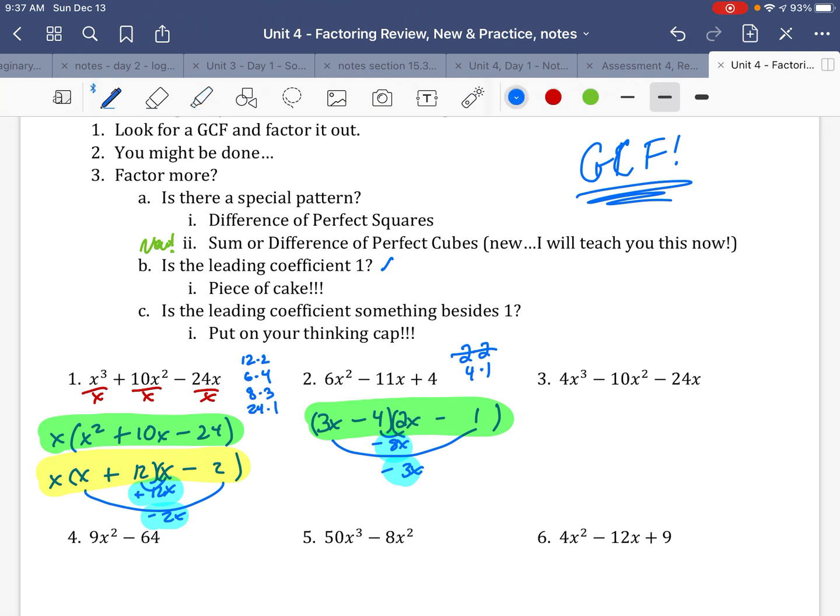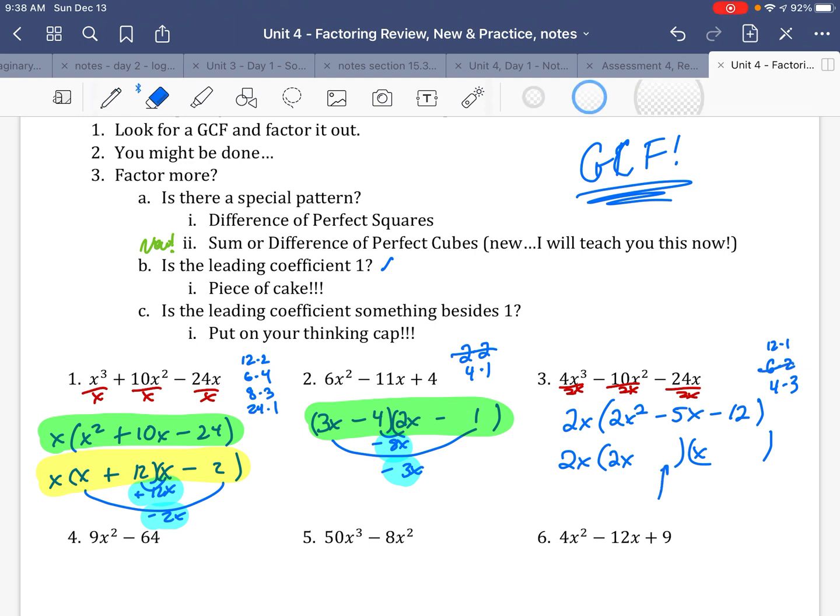All right, over here, 4x to the third, 10, 24, they have a GCF of 2 and x. Divide it out, which leaves me with 2x squared minus 5x minus 12. So remember, I am dividing each of these things by 2x, and if you want to write that, you may, if that helps you. All right, so I got 2x, and 2x squared is 2x and x. So for 12, I have 6 and 2, 12 and 1, 4 and 3. Now, 6 and 2 will never work because I cannot put a 6 or a 2 right here, so I'm not going to try that.